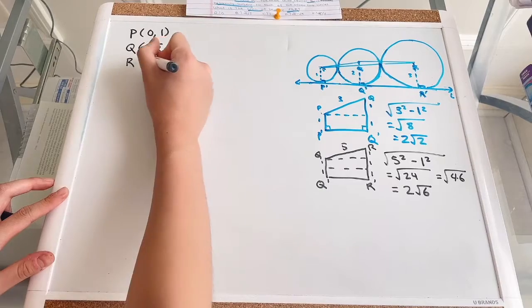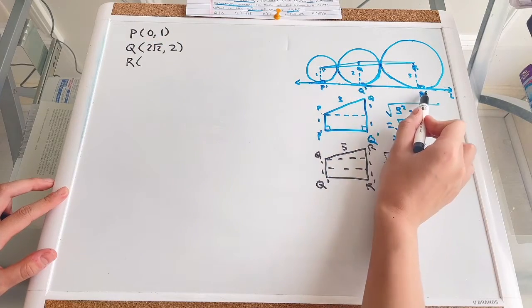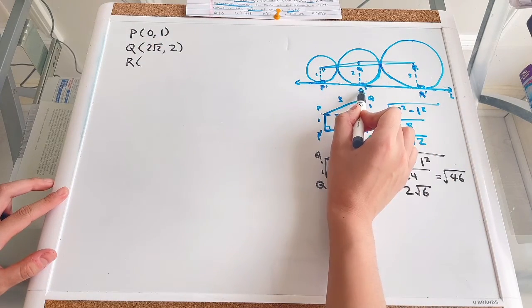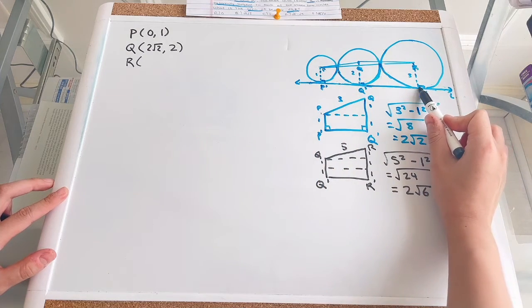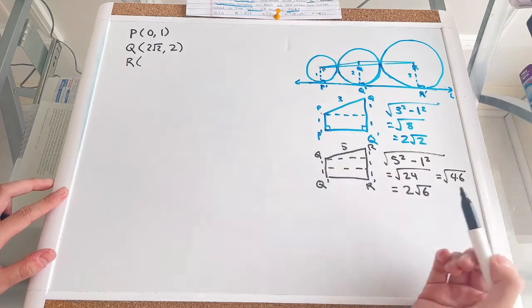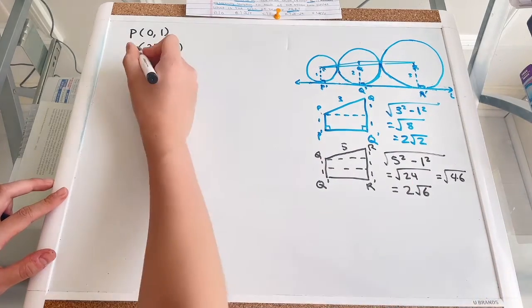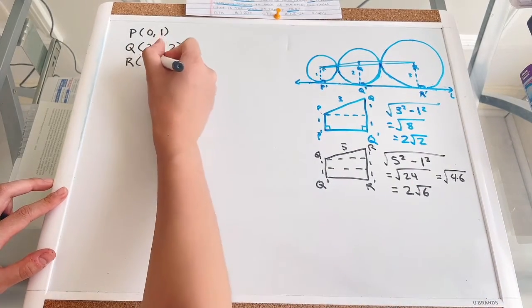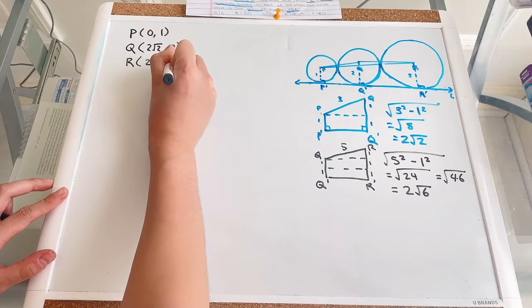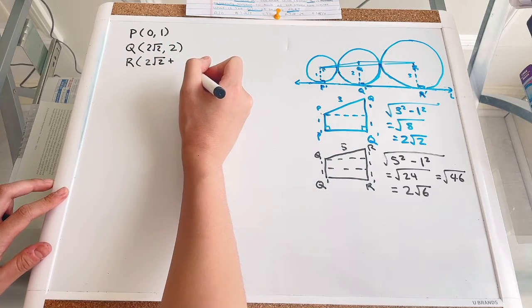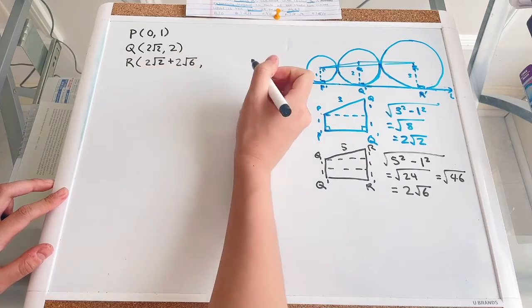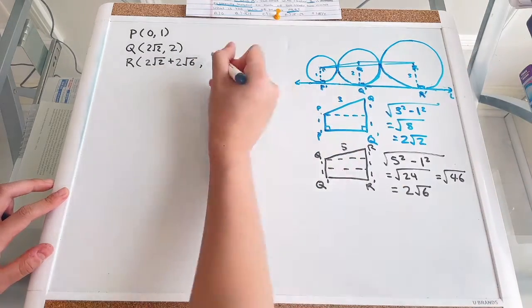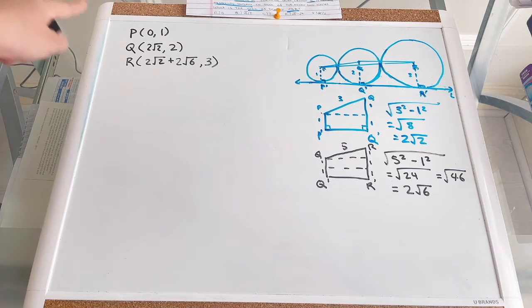So R would be the segment Q'R' plus the segment P'Q', because remember this is the origin. So this will be the X coordinate and this will be the Y coordinate. So the x-coordinate would be P'Q', which we already know is 2 times the square root of 2, plus the segment Q'R', which we solved is 2 times the square root of 6. And then the y-coordinate would be 3. Now, we found the coordinates for all 3 points.